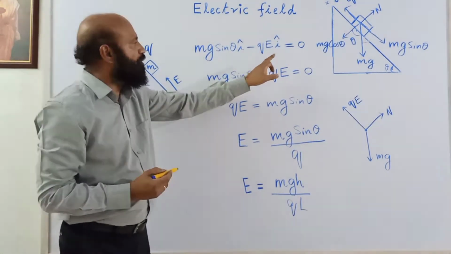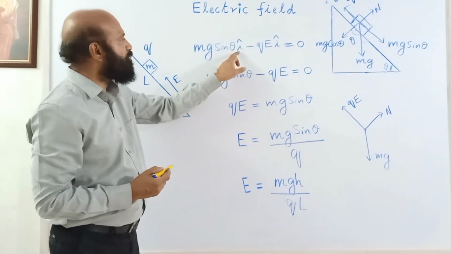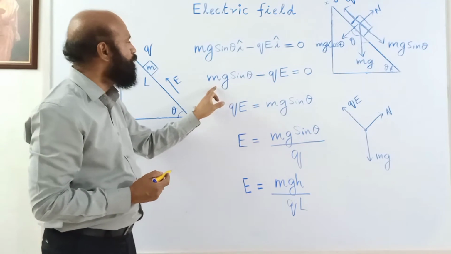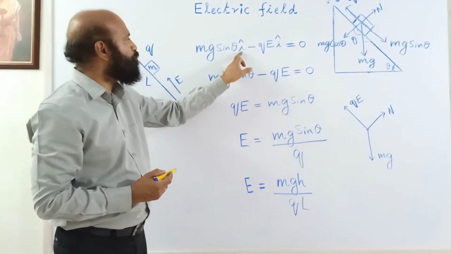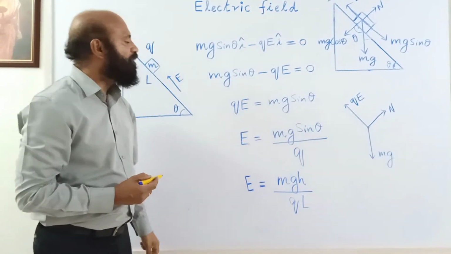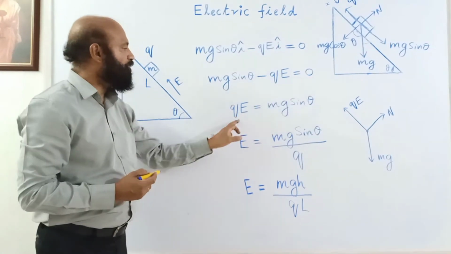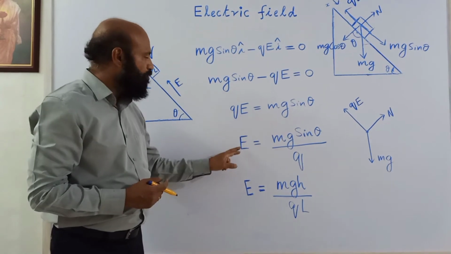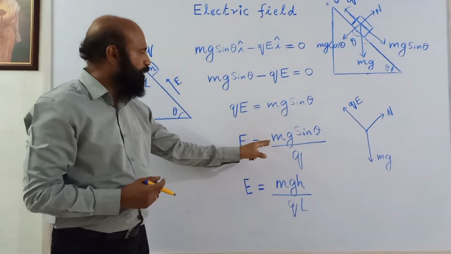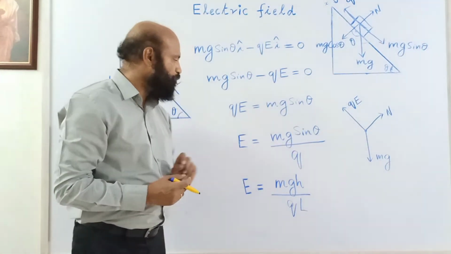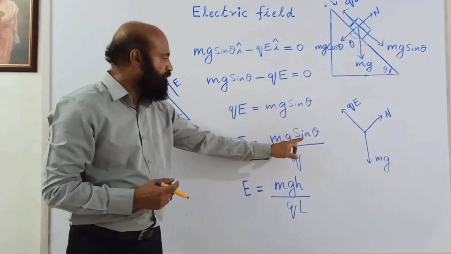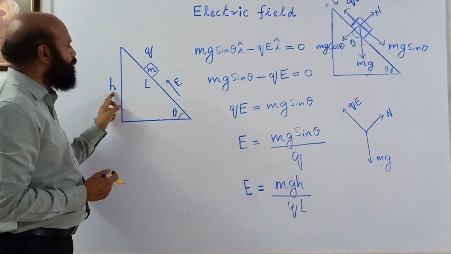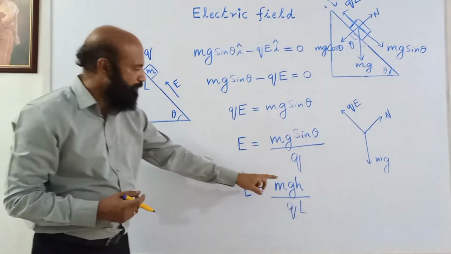So we can write like this. From this i, we are interested only in its magnitude, so after removing this i, we can write like this. After rearranging this, QE is equal to mg sin theta. So expression for E is mg sin theta divided by Q. Then for this sin theta, we can write opposite side by hypotenuse, so H by L.